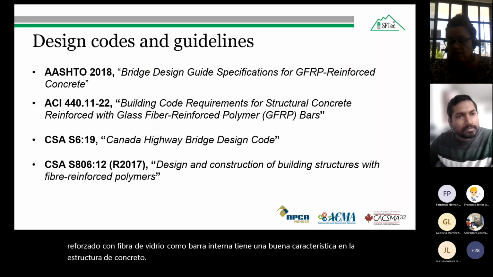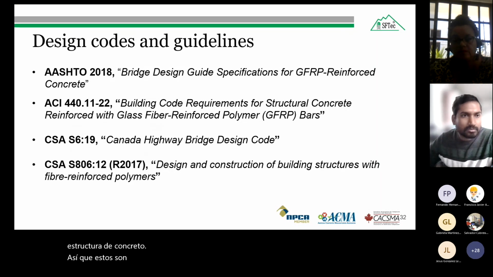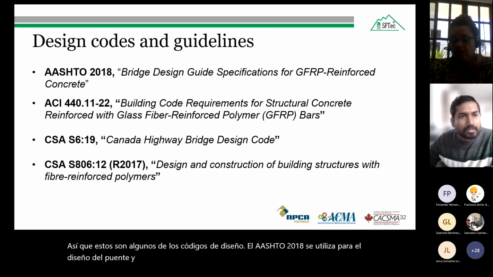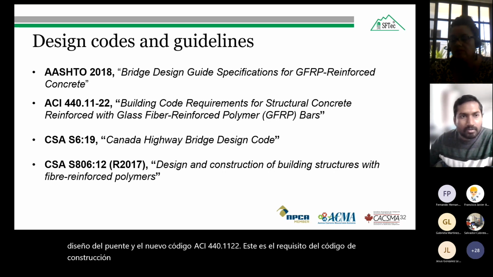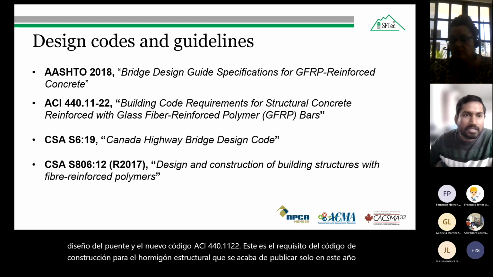So these are some of the design codes. The AASHTO 2018 is used for the bridge design, and the new code ACI 440.11-22 is the building code requirement for structural concrete, which was just released this year. And the other two are the Canadian codes for bridge and building design.